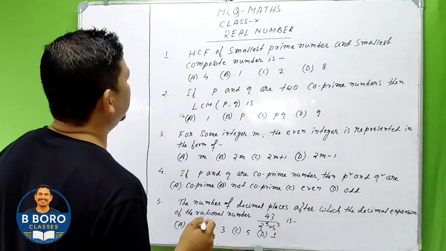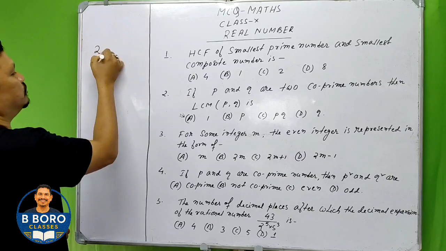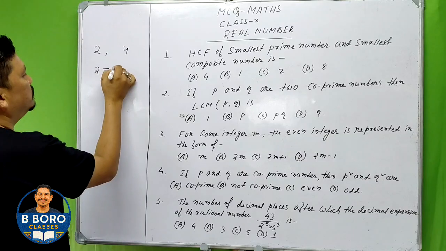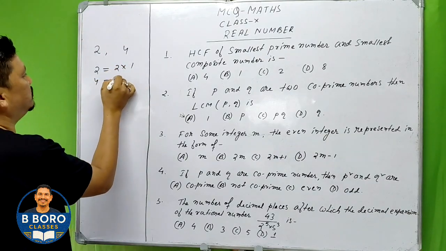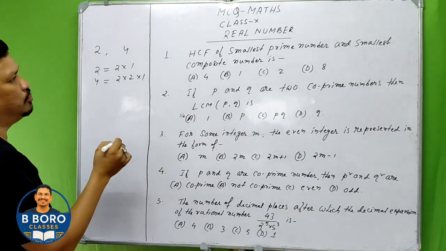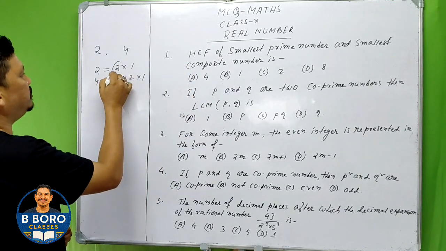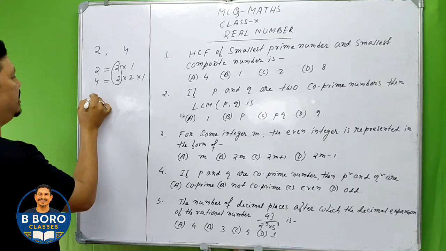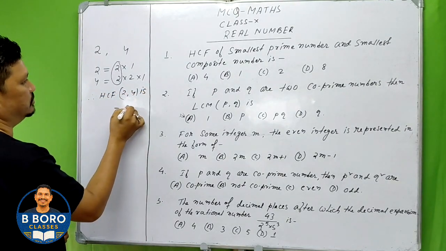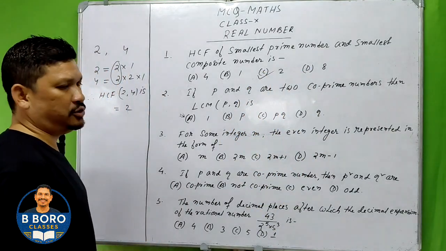To find the HCF of the smallest prime number and the smallest composite number, what is the smallest prime number? It is 2, and the smallest composite number is 4. What are the factors of 2? 2 into 1. And the factors of 4 are 2 into 2 into 1. If we observe, the common factor is 2. That means the highest common factor is 2. Therefore, HCF of 2 and 4 is 2. So our correct option is option C, which is 2. Then proceed to the next question.